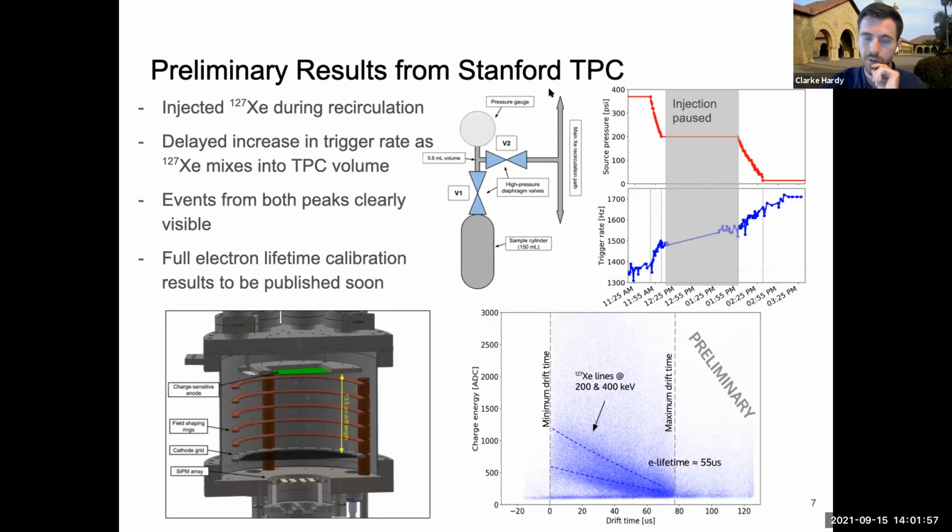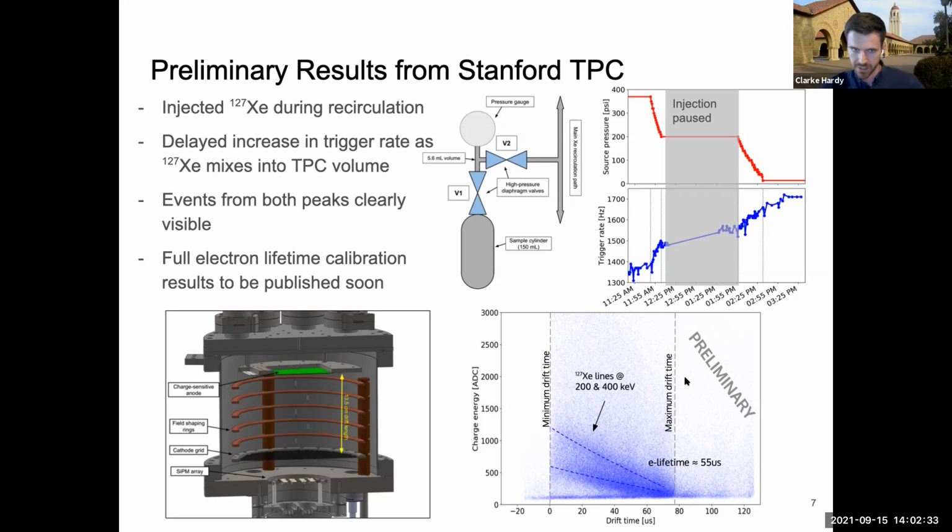So we were able to get some preliminary results in our Stanford TPC, basically just by injecting this into our recirculation loop. So we use this little sample cylinder with 2 valves and a pressure gauge here, filling this intermediate volume and puffing it in 1 puff at a time into the recirculation loop. And so you can see the plot on the upper right showing basically the decrease in pressure over time as we did this injection in 2 stages. And then on the bottom of that plot, the corresponding increase in the trigger rate that we saw as we started to trigger more on these events from xenon-127.